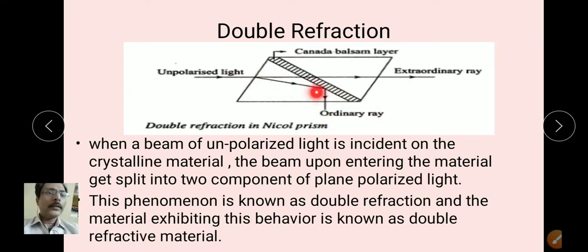So like that, this refraction phenomenon is considered for anisotropic materials. When a beam of unpolarized light is incident on the crystalline material, the beam upon entering the material gets split into two components of plane polarized light. This phenomenon is known as double refraction, and the material exhibiting this behavior is known as a double refractive material.